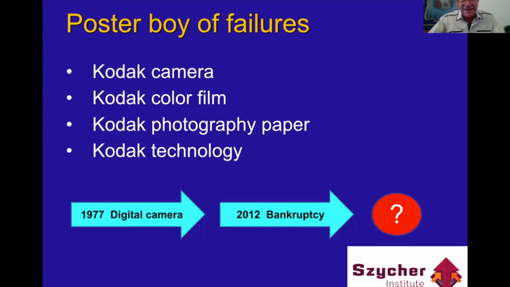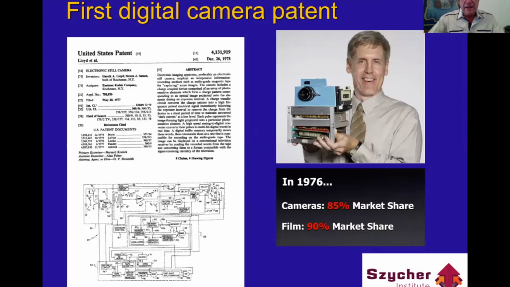However, in 1977, believe it or not, Kodak got a patent for the first digital camera. However, they didn't do anything with it. And by 2012, they declared bankruptcy. So what happened? Well, here is Steven Sasson, who got the first patent for a digital camera.